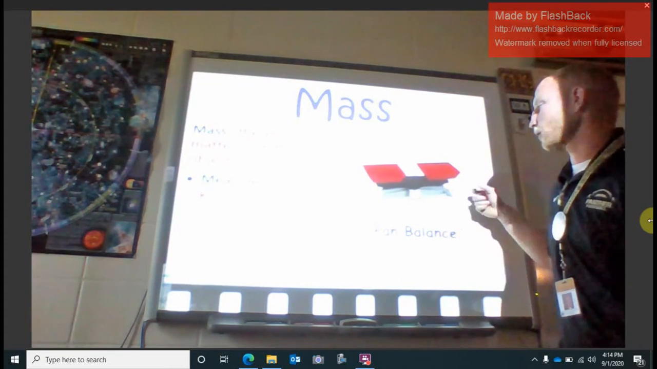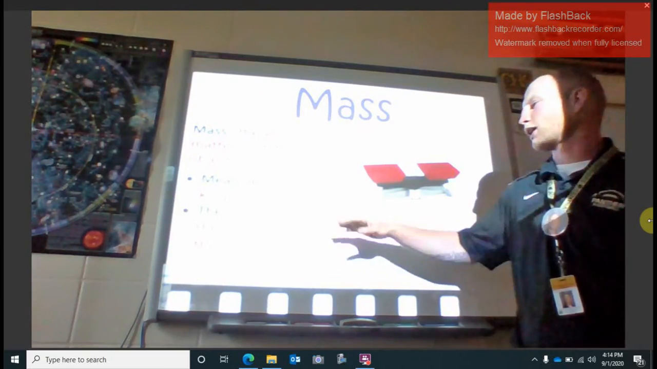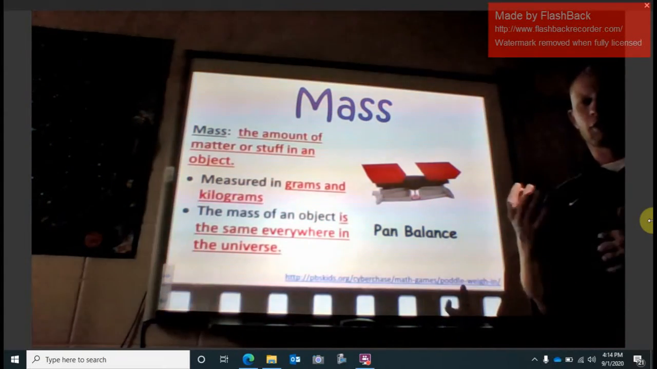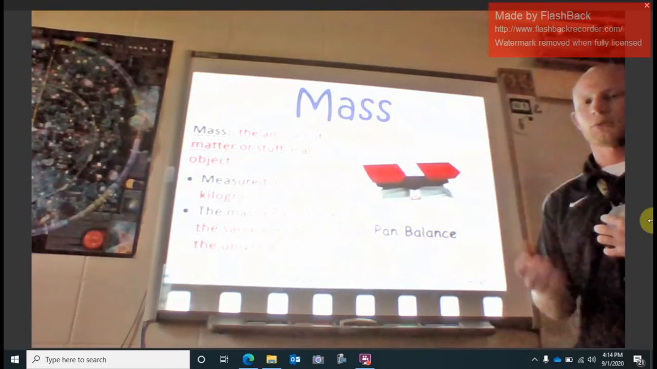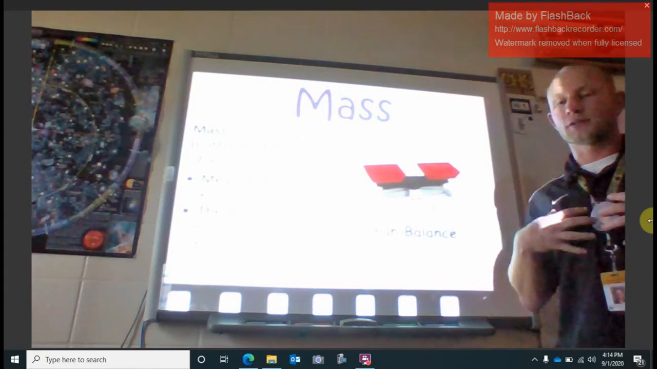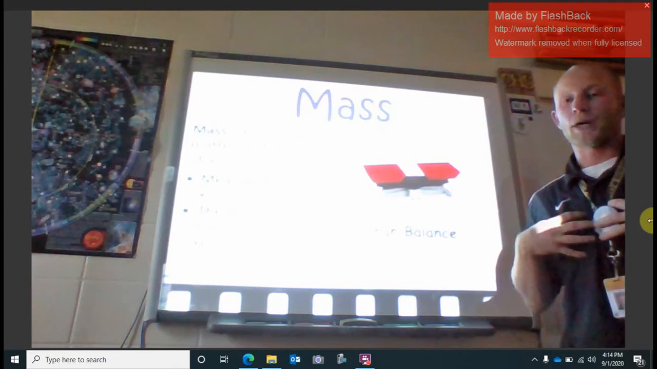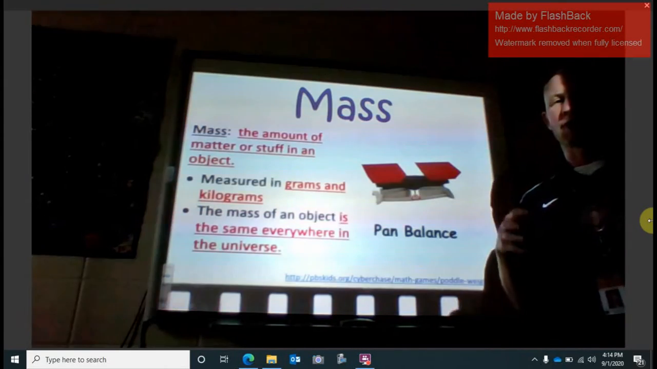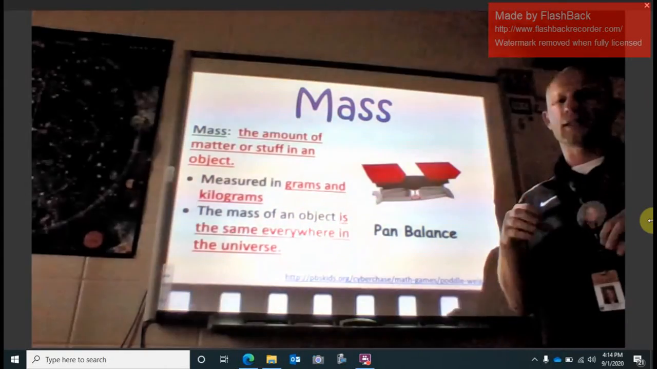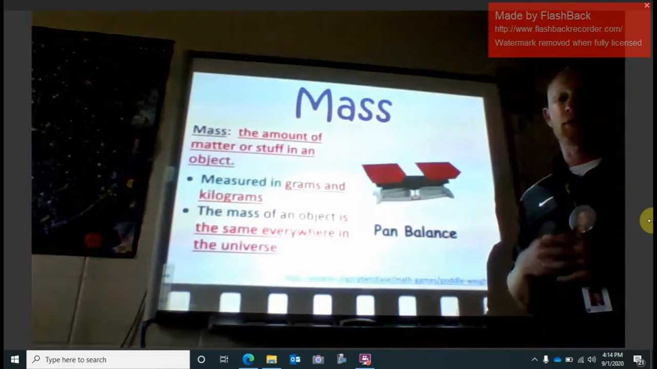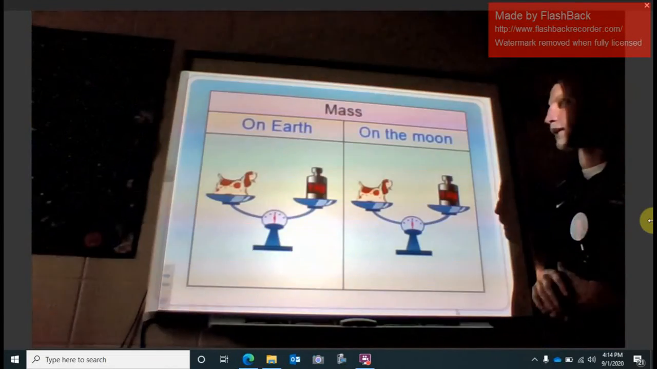Right, it's 2020. The mass of an object is the same everywhere in the universe. So if you have a 50 kilogram weight here on Earth, it will also be 50 kilograms on the moon. However, if I weigh 175 pounds here, weight is different than mass. Mass is how much stuff or how many particles are in a specific object, whereas weight is more about gravity. We'll get to that in a second.